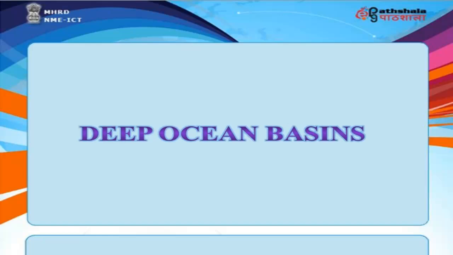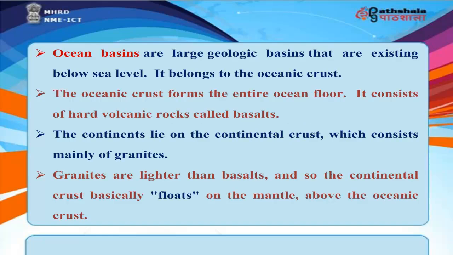Deep ocean basins. Ocean basins are large geologic basins that are existing below sea level. It belongs to the oceanic crust. The oceanic crust forms the entire ocean floor. It consists of hard volcanic rocks called basalts. The continents lie on the continental crust, which consists mainly of granites. Granites are lighter than basalts, and so the continental crust basically floats on the mantle above the oceanic crust.